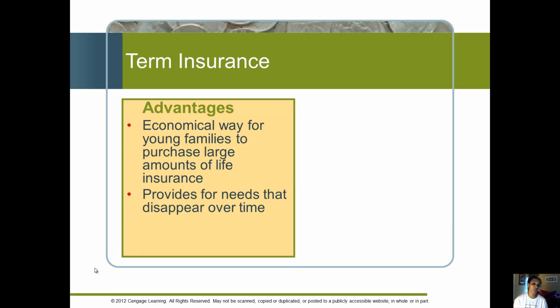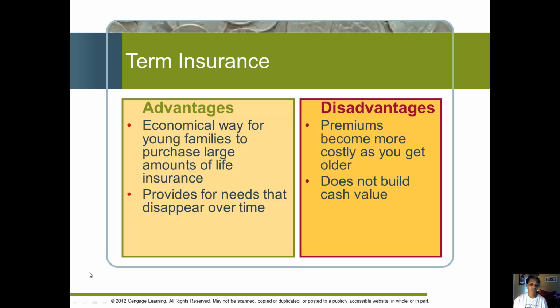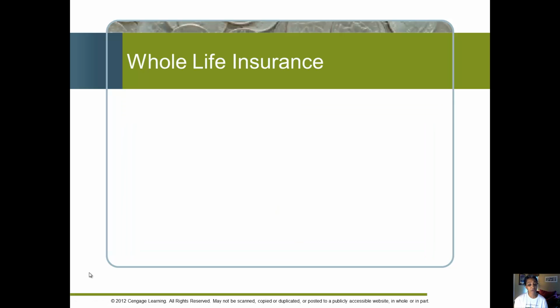So the advantages of term insurance: it's an economical way to purchase large amounts of life insurance. So typically for young families, it's economical because the younger you are, the cheaper it is, and you don't have many medical problems. Disadvantages is as you get older, the premiums get more expensive and you don't build a cash value. With whole life insurance, it's a little bit different from term insurance, so let's take a break and come back and talk about that next.